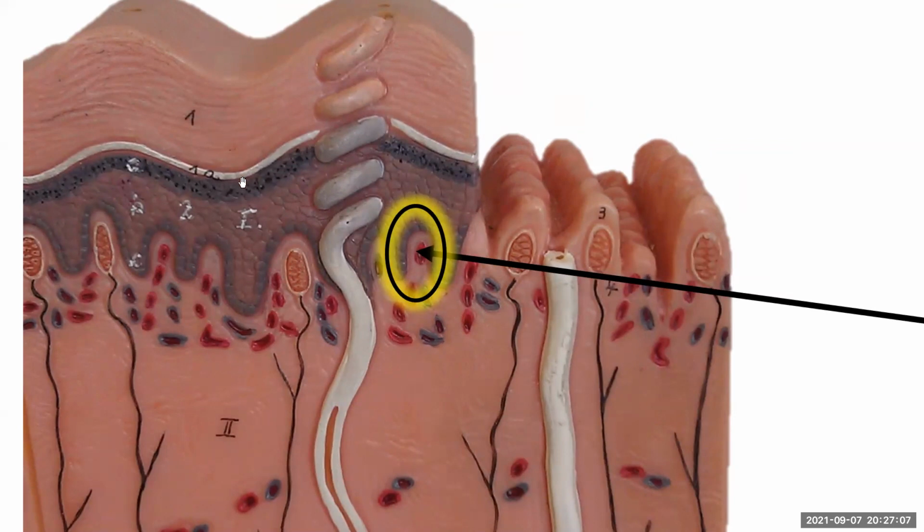Because remember, epithelial tissue is avascular. There's no blood vessels in any of these layers here. So that means these cells have to get their nutrients from the blood vessels down here. And it does so through what we talked about tonight, diffusion. Nutrients and waste will diffuse across into and out of these layers here.